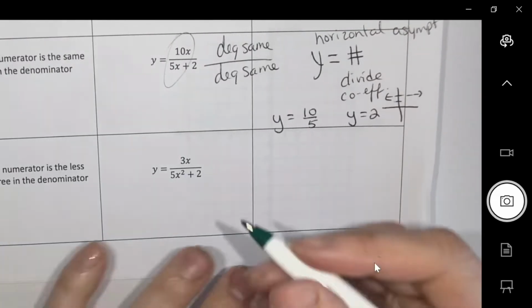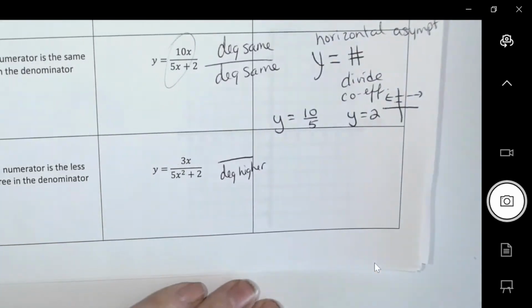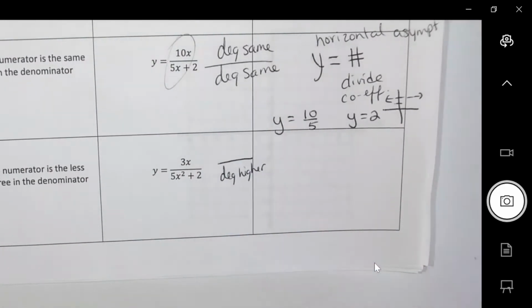Okay, and then the last is what if the degree is higher on the bottom? What if the degree is higher on the bottom? Do you see this one is higher on the bottom? The squared on the bottom?